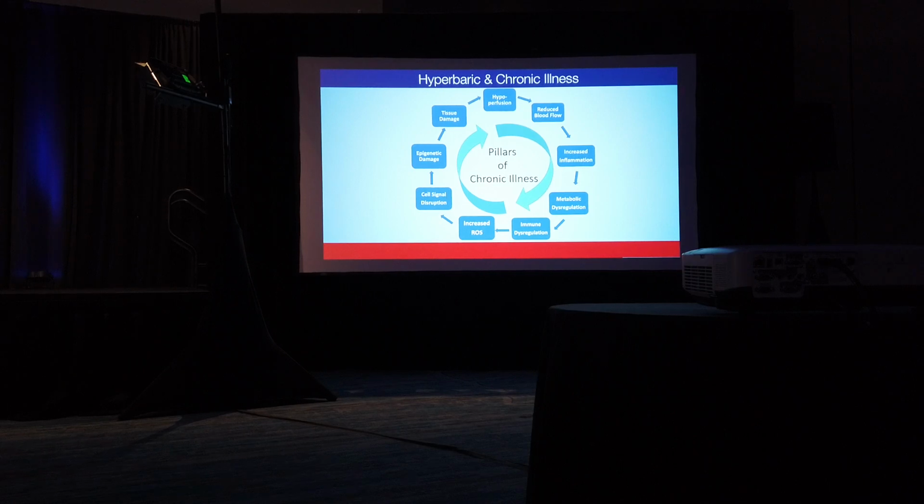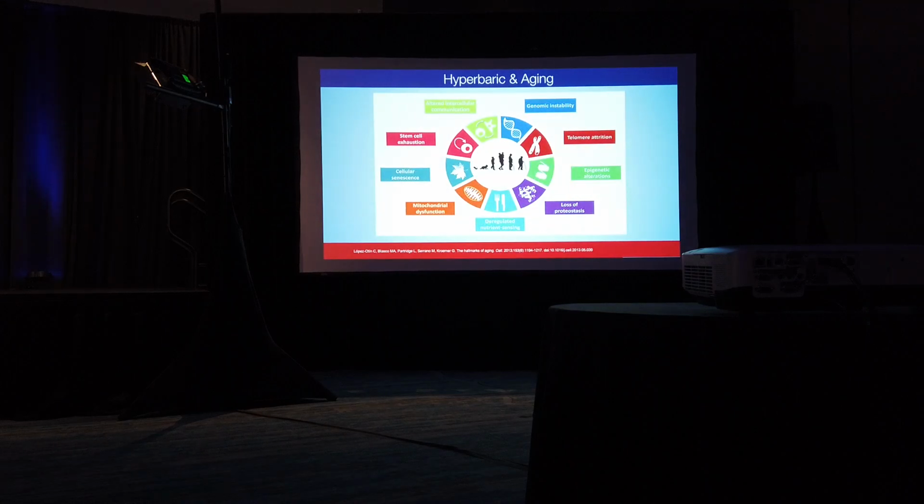We get immune system dysregulation, ultimately an increase in reactive oxygen species, which causes cell signaling disruption between neighboring cells, ultimately epigenetic changes in the epigenetic expression, genetic damage, cellular damage, and then ultimately tissue damage, causing more hypoperfusion. If we looked at that and contrasted the chronic illness pillars to the pillars of aging, they're also very similar.